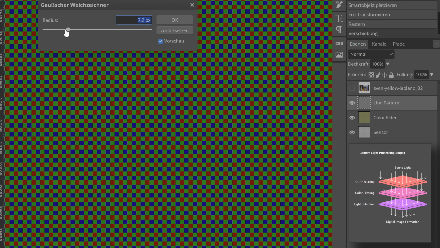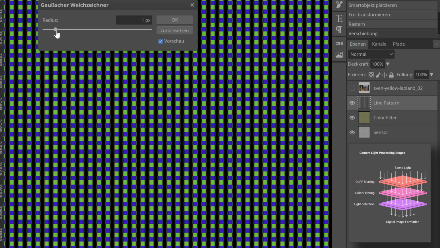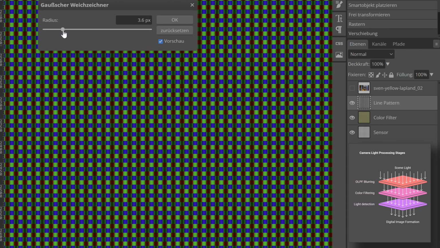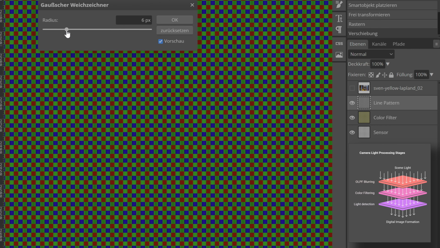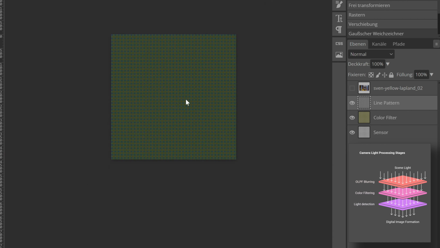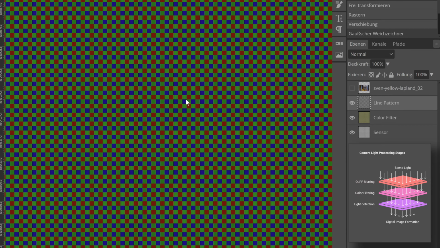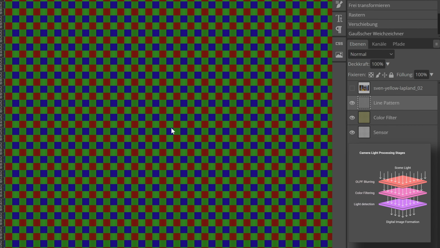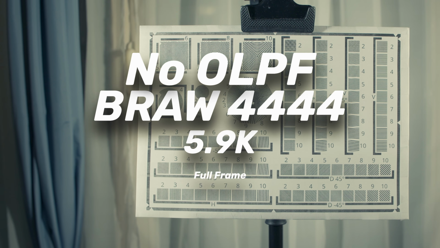Here, for example, if I blur the lines, you can see the structure is still visible, but if I blur it more and more, it becomes invisible. And instead of getting the information about different colors on the shirt, it's now all equal and there's only a very slight hint of the texture. Depending on how strong the OLPF is, you might still get a specific color from the pattern, or you might not have moire at all.